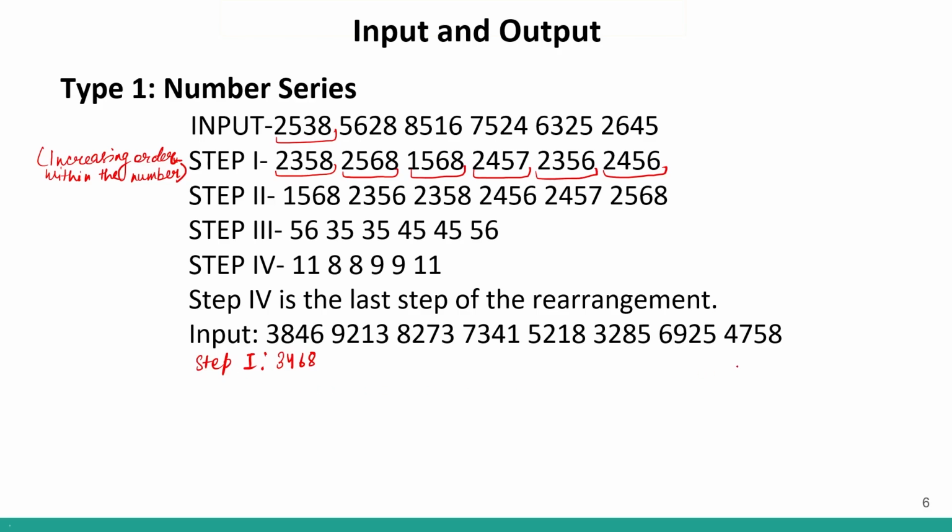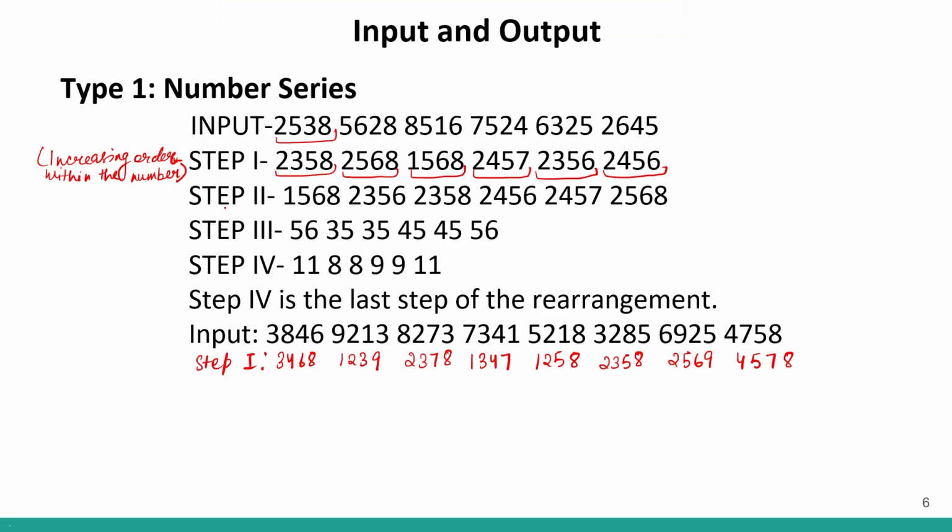We will do the same thing to this output also. So it will be 1, 2, 3, 9. Correct? This will be 2, 3, 7, 8. This will be 1, 3, 4, 7. This will be 1, 2, 5, 8. Over here we will get 2, 3, 5, 8. Then we will get 2, 5, 6, 9. And over here we will get 4, 5, 7, 8. So we have arranged them in increasing order within the number.